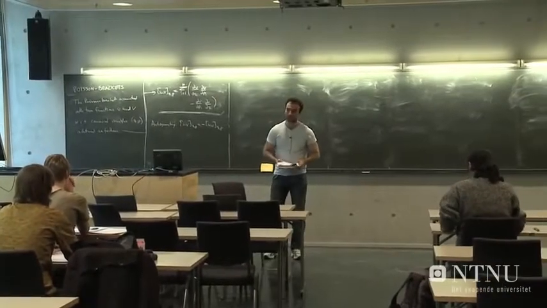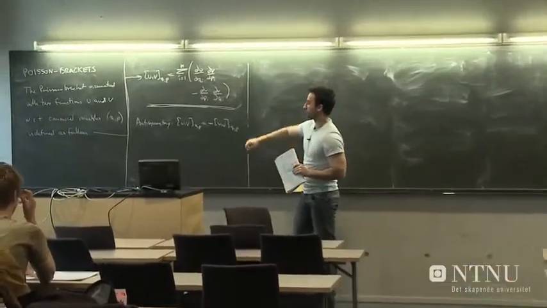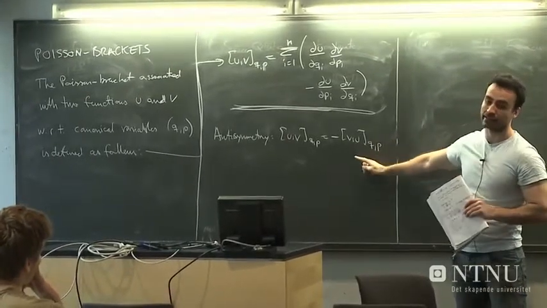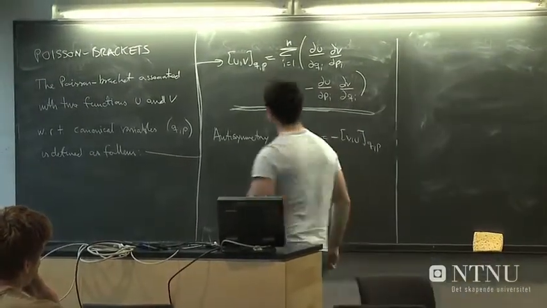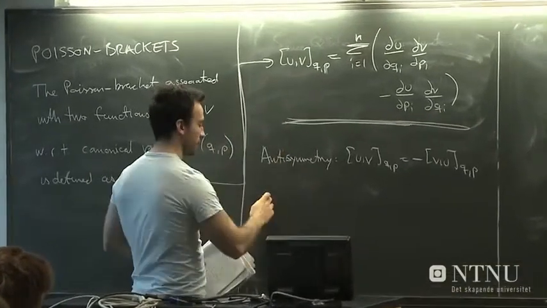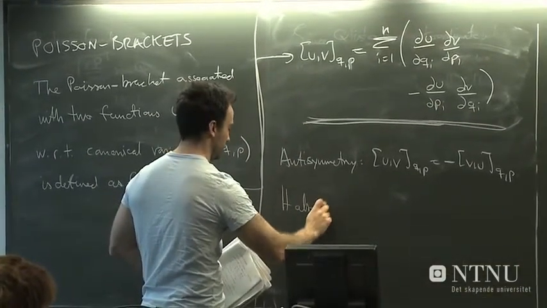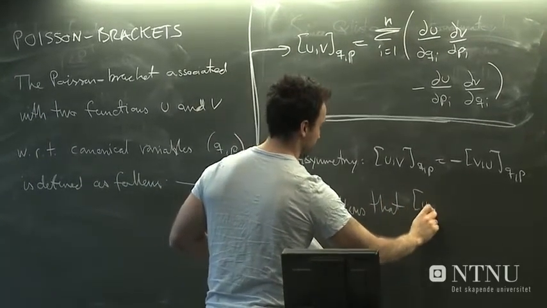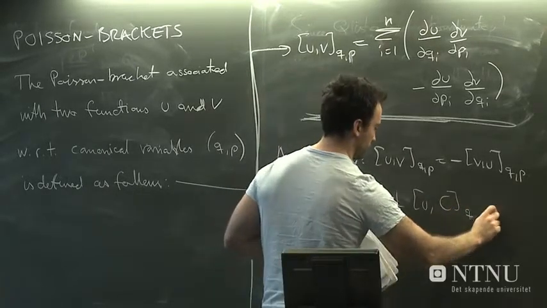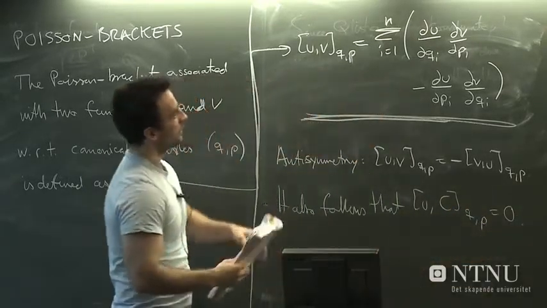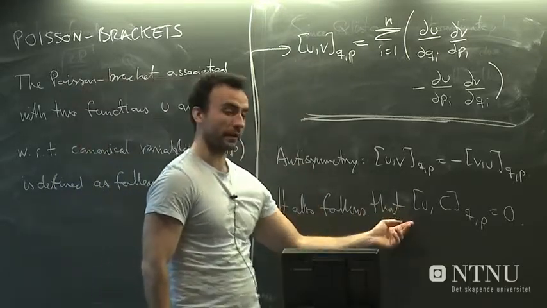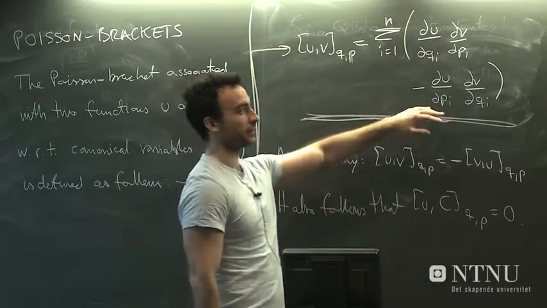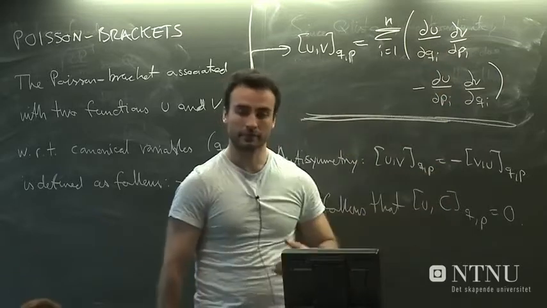All right, we'll start up again. So we introduced the Poisson bracket with the following definition and noted that it has an anti-symmetric property. It also follows from this definition that the Poisson bracket of the function u and a constant c has to be equal to 0, because the partial derivatives of a constant vanish.